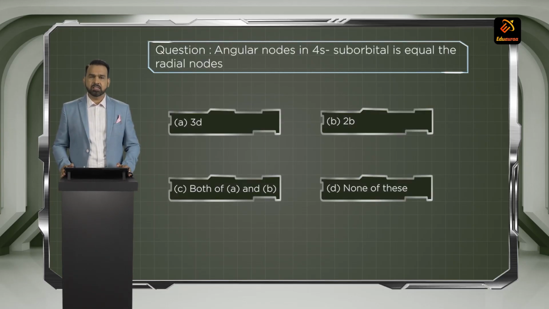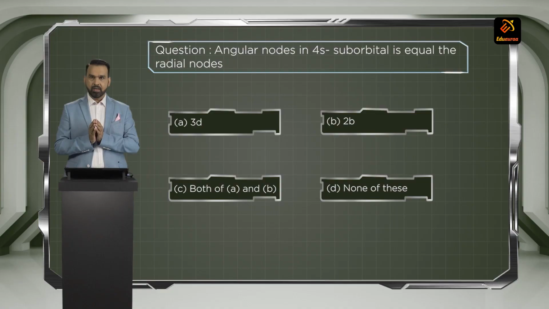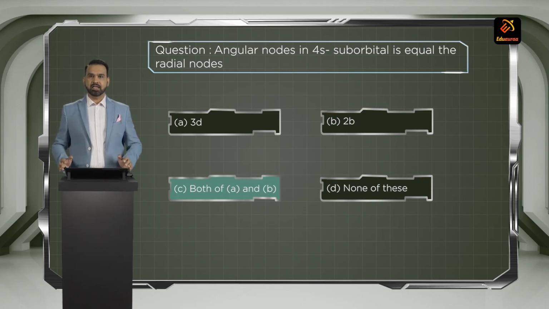Next question, students. Angular nodes in a 4s subshell is equal to the radial nodes in which orbital? How do you find out angular nodes? I told you angular node is equal to l, the azimuthal quantum number value, and radial nodes is equal to n minus l minus 1. So now you decide for the 4s subshell, which is it equal to? It is equal to both 3d and 2p. Choice C is the correct answer.